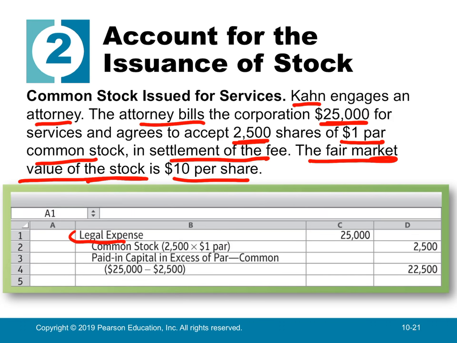So there's a legal expense debit, $25,000, right? We've issued 2,500 $1 par stock. So we're gonna credit common stock for that 2,500. The remaining amount is gonna go here into paid in capital in excess of par common.